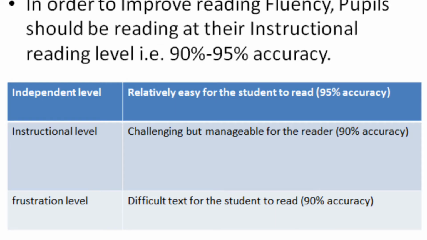The independent level is relatively easy for the students to read, which is 95% accuracy. And that is the ability to read accurately, at a reasonable rate, and with appropriate expression and pacing. It is certainly a key factor in being able to understand what has been read and to enjoy the reading process. When you are fluent, you read with automaticity.